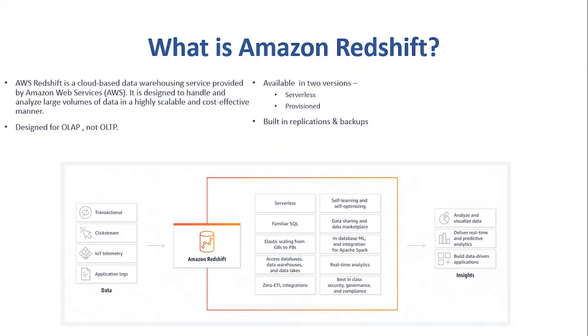Similar to other traditional data warehouses, Redshift is designed for online analytical processing rather than online transactional processing, known as OLTP. Redshift is available in two options. One is serverless and the second is the provisioned cluster. Serverless is where the data warehouse is built and run without the overhead to provision or manage the cluster. While on the provisioned cluster, we have no IT overhead, but still we need to provision the cluster.